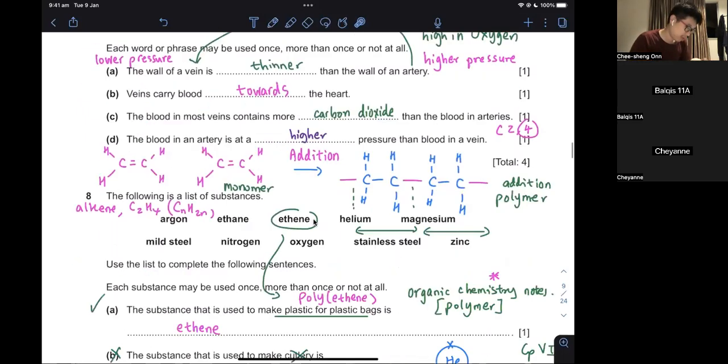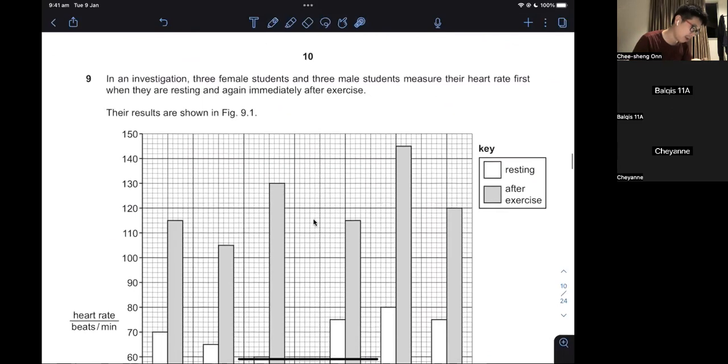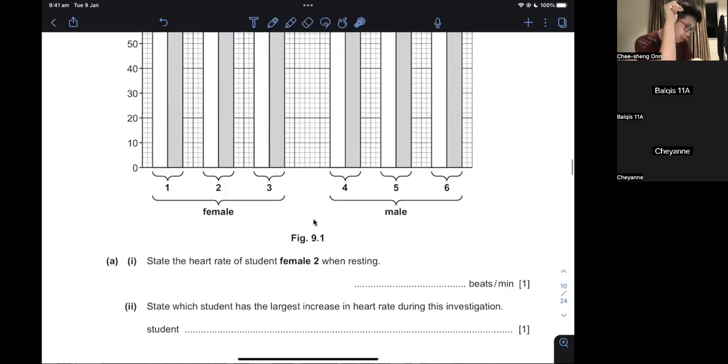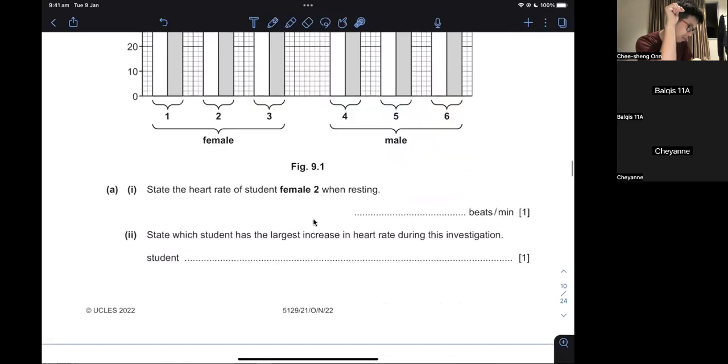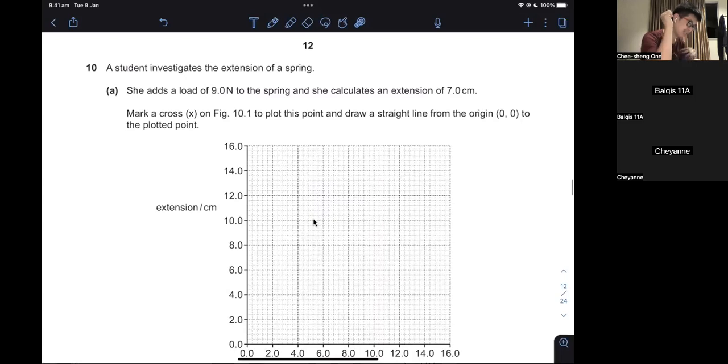Okay, so then we can move on to the next one, which should be a physics question. Is it? No, it's a biology question again. Okay, can I skip this first? I'm going to go to the physics question first. I think I can do physics better than biology.